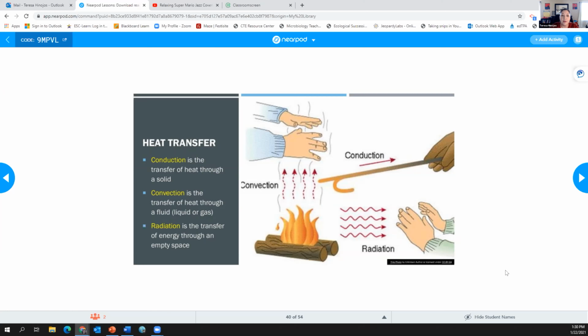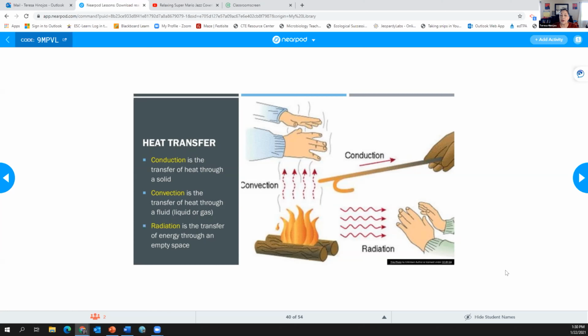So then the other type of transfer would be convection, and this one has to do with a transfer of heat through a fluid. And this again, coming from teaching in the high school, this is confusing to understand because when we think of a fluid, we think of a liquid, right? But a fluid is a liquid or a gas. And so convection can happen through the air, right?